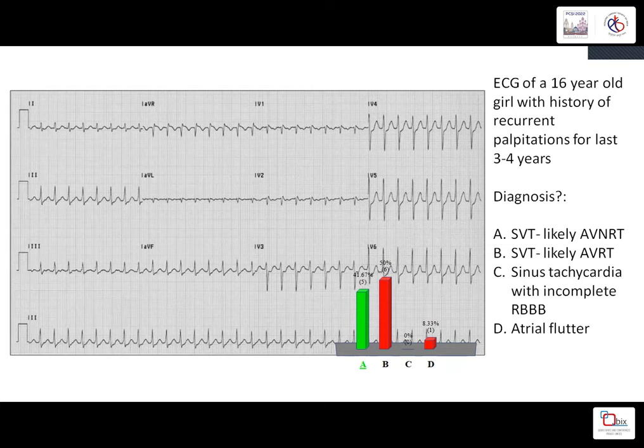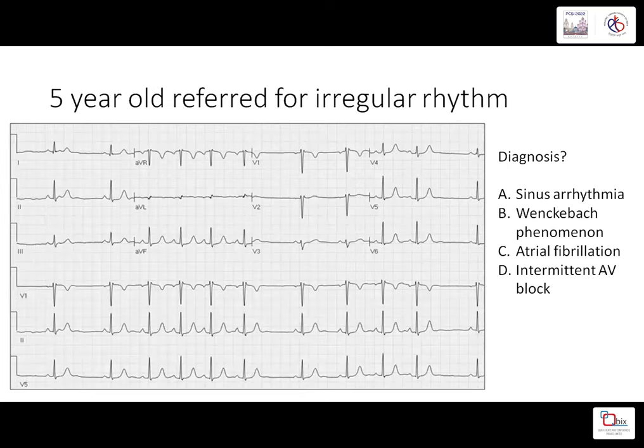Next case. A 5-year-old child referred for irregular rhythm. What's the diagnosis? Timer.